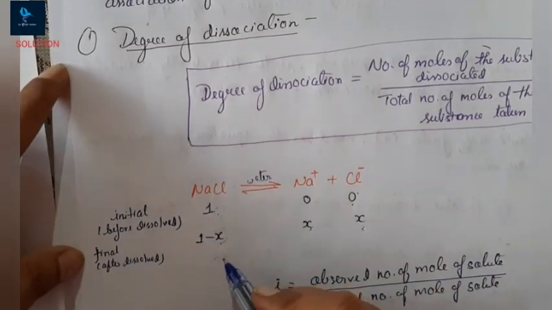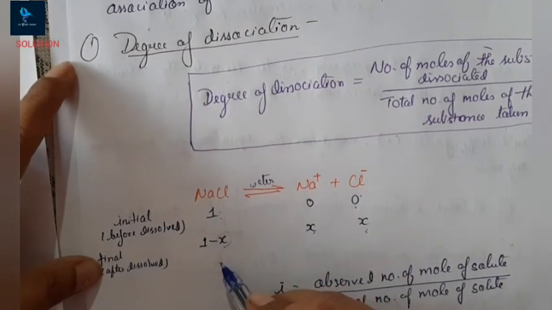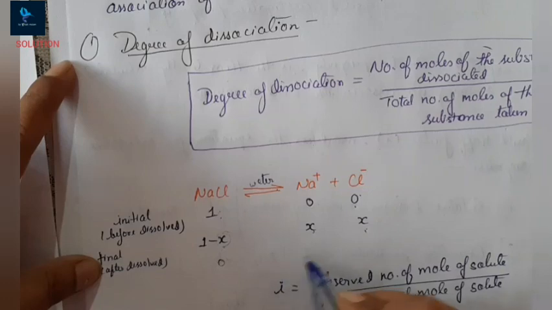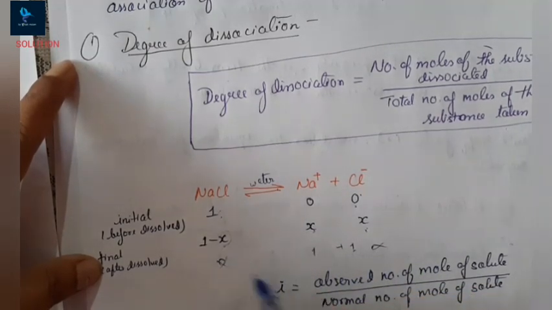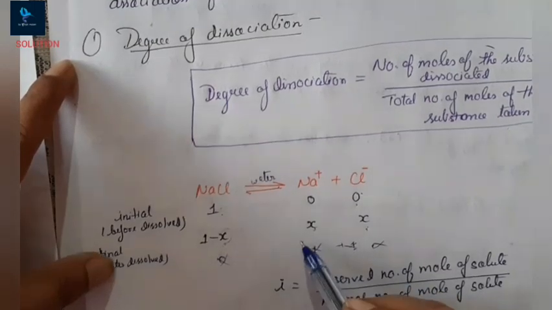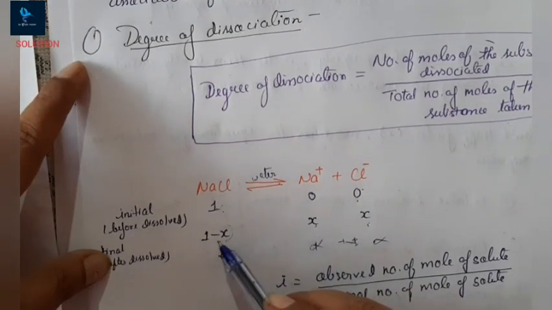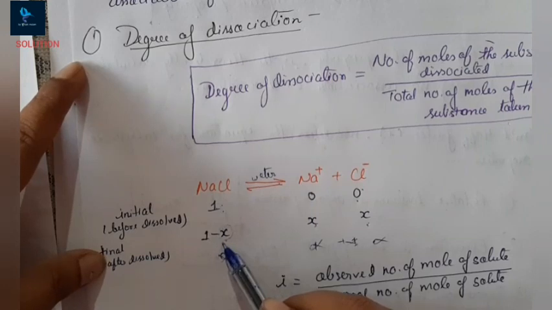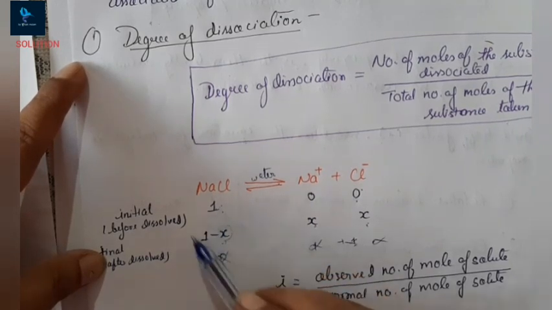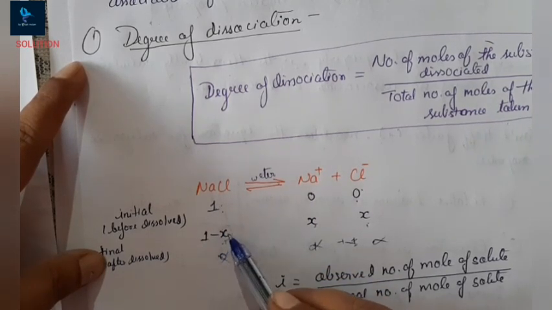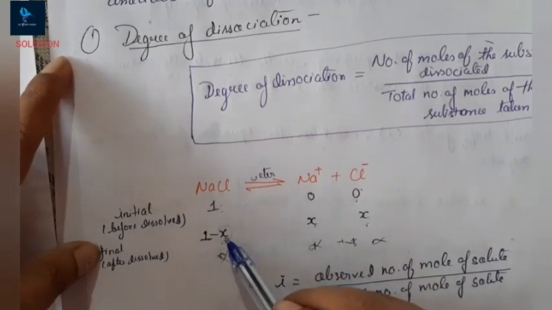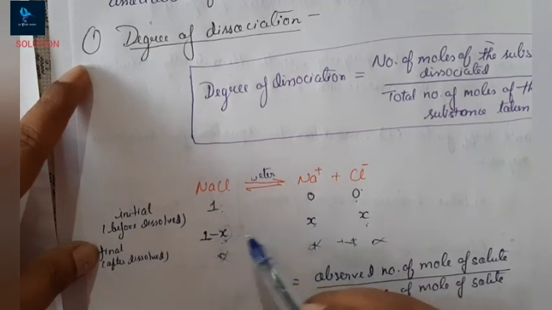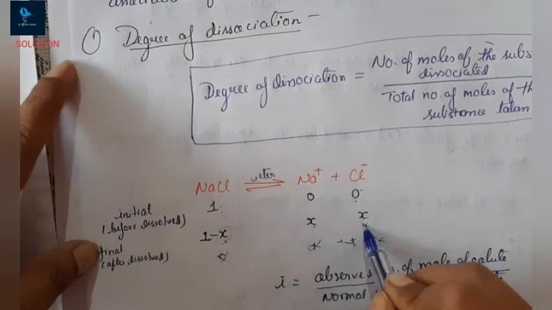It is not like this: when NaCl dissociates, it becomes 0 here and forms 1 and 1 molecule. It is not like that, because only some part of the NaCl dissociates, not the whole NaCl. So we can write it like this: 1 minus x. X is the part of the molecule that dissociates from the NaCl, and these parts are x and x.